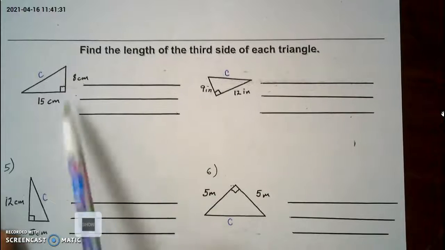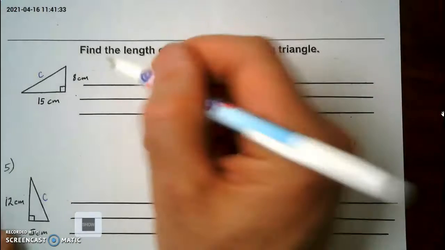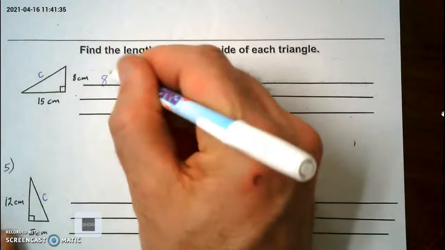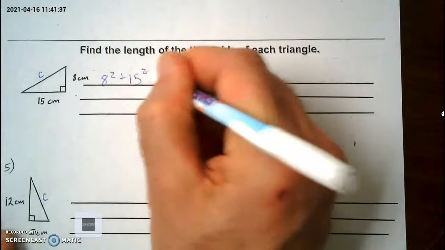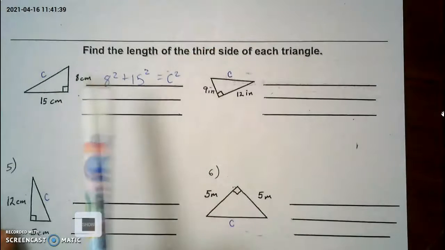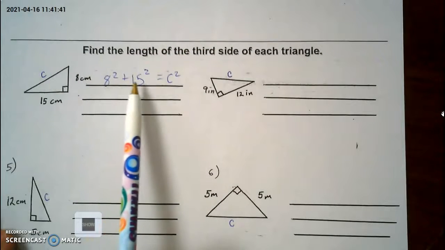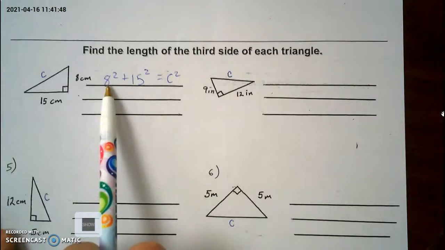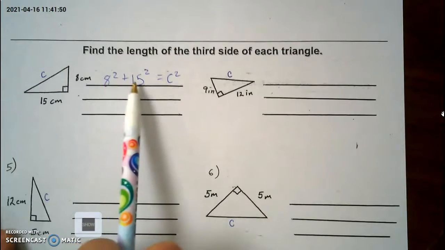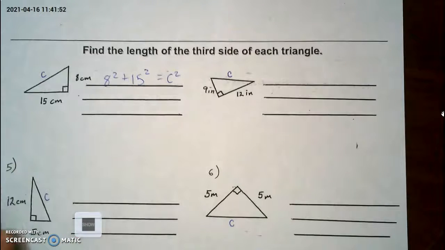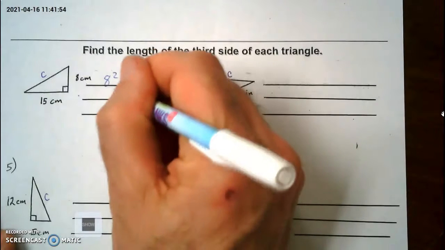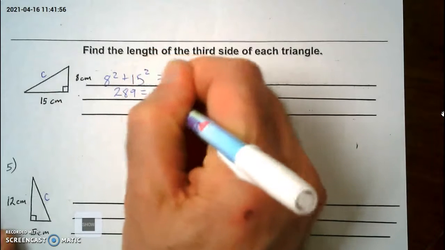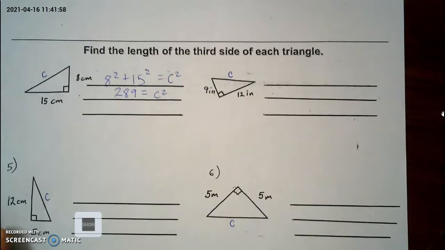Looking at the first example, the setup is 8 squared plus 15 squared equals c squared. Now I could have the 15 squared here and the 8 squared there. It won't matter. I'm going to square those numbers and add them. Now you can use a calculator. 8 squared is 64. 15 squared is 225. When you add them, you get 289 equals c squared.